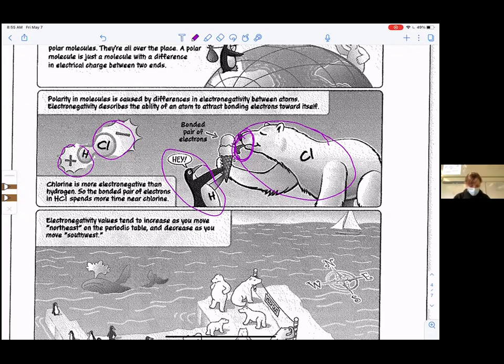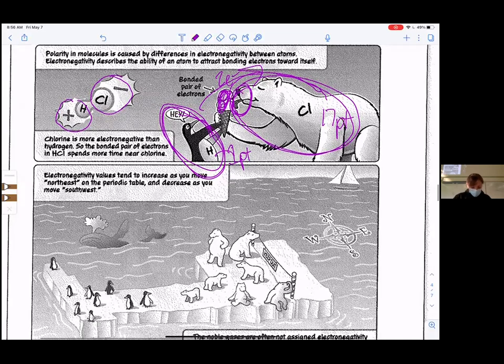So the bonded pair of electrons right here spend more time near the chlorine, because if you think about the nucleus of a chlorine atom, it has 17 protons, and the hydrogen only has 1 proton. So these 2 electrons are going to be way more attracted to the chlorine because the chlorine has 17 positive charges to attract those 2 negative charges, while the hydrogen is really just 1 proton. So it's not nearly as attractive. It's like a 17 plus charge compared to a 1 plus charge. It's pretty evident that you're going to be more attracted to the 17 positive charges.